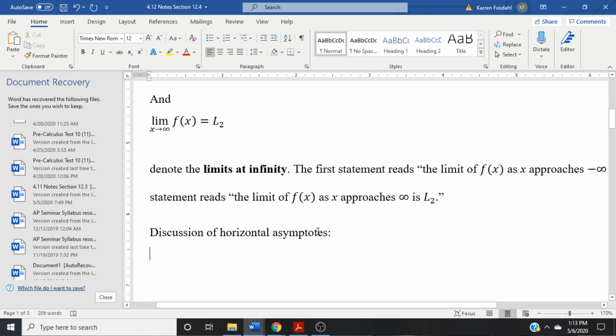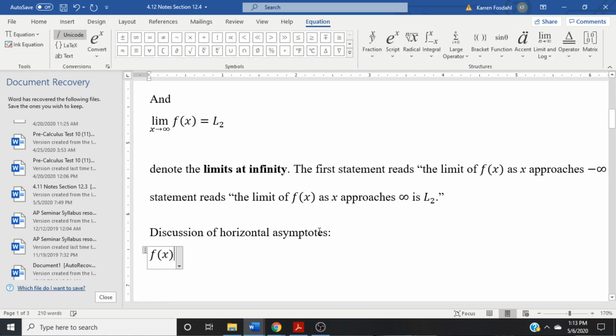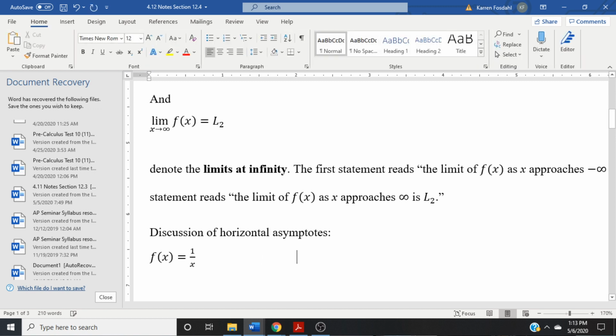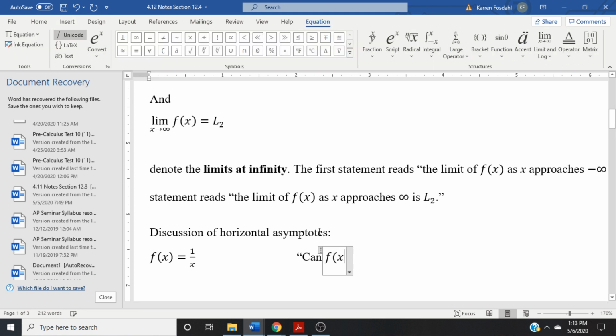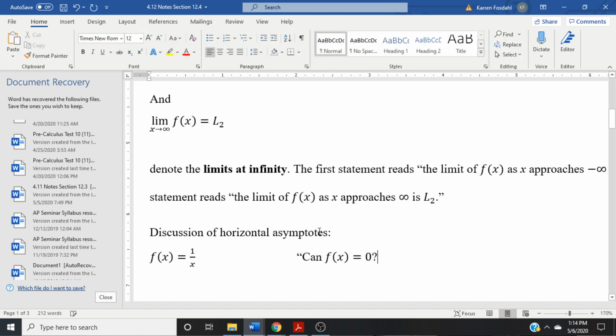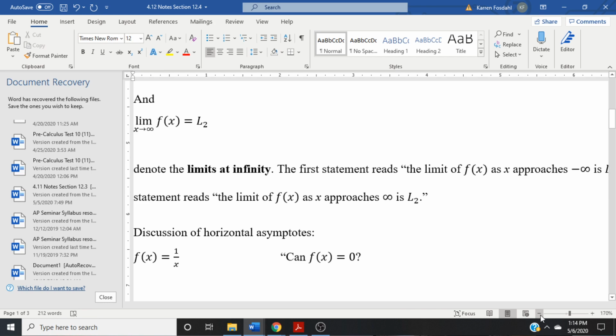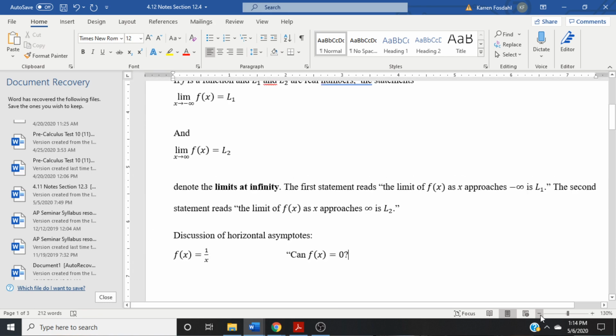Now, if you remember horizontal asymptotes, an example, f of x equals 1 over x. And basically what I asked was, can f of x ever equal 1? I mean, can it ever equal, oh yeah, hold on. Let's just expand this a little bit. There we go. Is that wide enough?